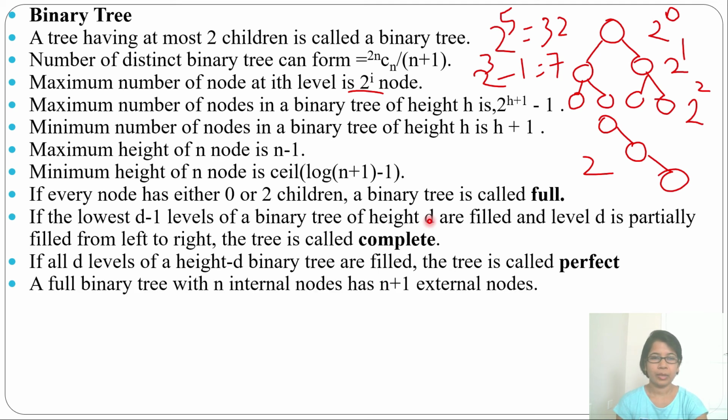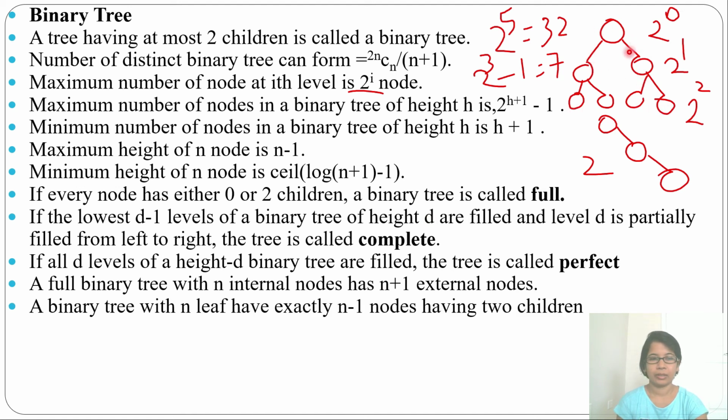A full binary tree with n internal nodes has n plus 1 external nodes. You can see here there are 4 external nodes and 3 internal nodes. And a binary tree with n leaves has exactly n minus 1 nodes having 2 children. So that is the same thing. This node has 2 children, this node has 2 children, this has 2 children. So there are 4 leaves, then 3 nodes having 2 children. These are the same thing, just written differently. Actually, in some questions it will ask external, internal, in some the number of children. So that's why I better write it.